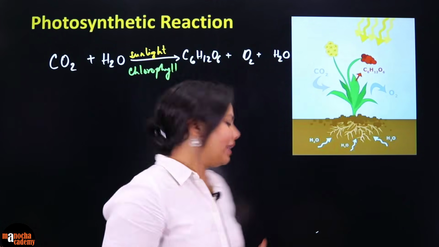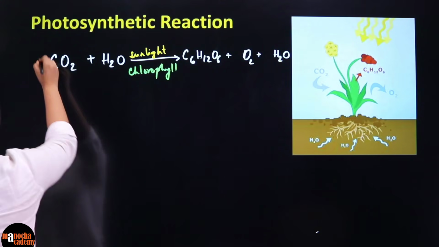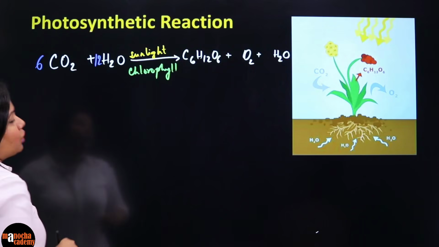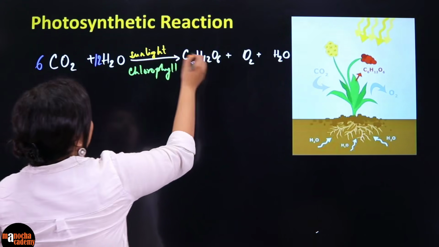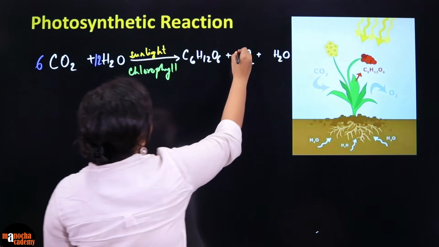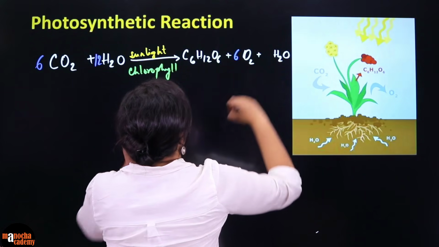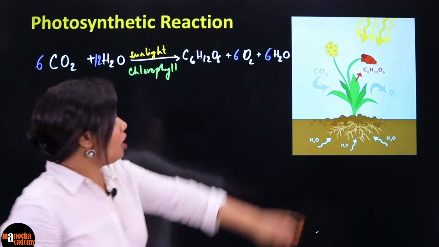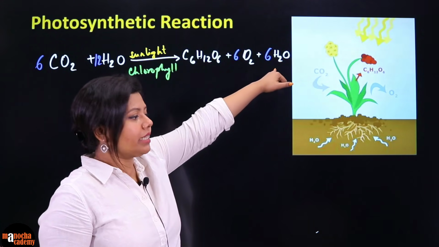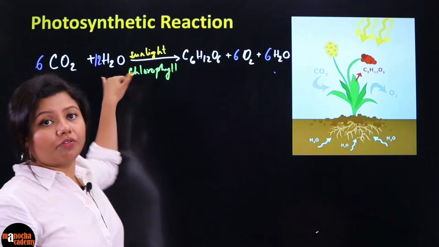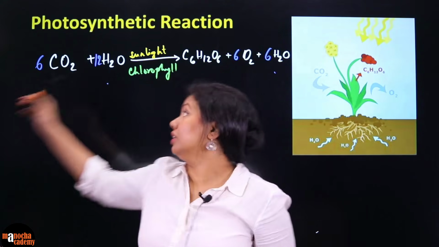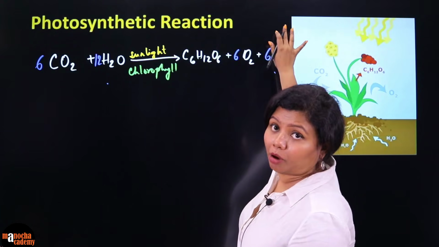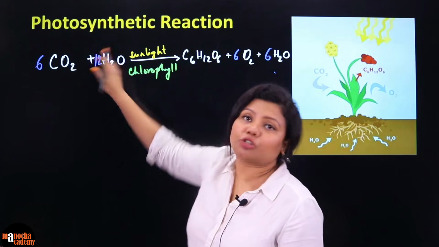Now let us try to balance this equation. You need 6 molecules of carbon dioxide and 12 molecules of water to form 1 molecule of glucose, 6 molecules of oxygen and 6 molecules of water. Now you will not cross out this 6 molecules of water with 12 molecules of water and write 6 molecules of water. This you will not do. You have a tendency of not writing water in the product part and just making this 12 into 6.